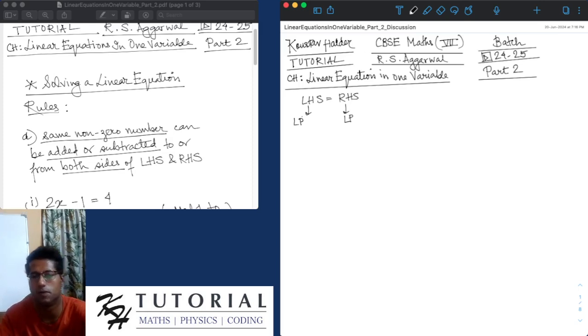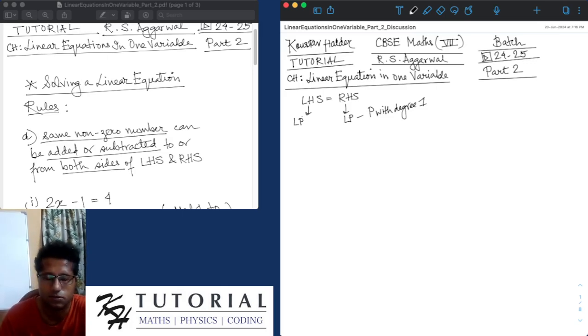And what is a linear polynomial? A polynomial with degree 1 is known as a linear polynomial. So if both the LHS and RHS are linear polynomials, and in between we have the equality sign, then this is an equation, this is a linear equation. And since we will be studying only linear equations of one variable, the linear polynomials, both LHS and RHS, will have a single variable.